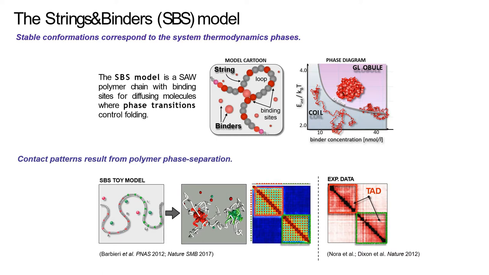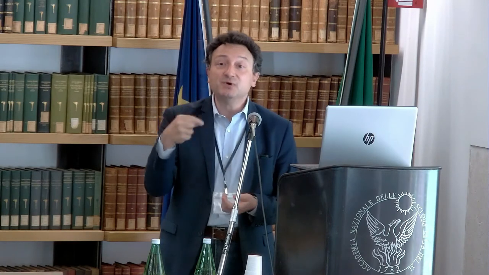And if you work out the phase diagram of such a simple system, I think maybe to this audience there's not much to explain, but you have two main phases. If, for example, the concentration of binders is below a threshold, your polymer is open, randomly folded. If instead the concentration of binders goes above a threshold, you have a coil to globule transition, and the system spontaneously folds in a globule. And so you see you are spontaneously enhancing contacts.